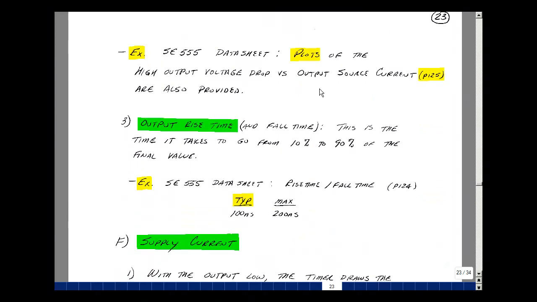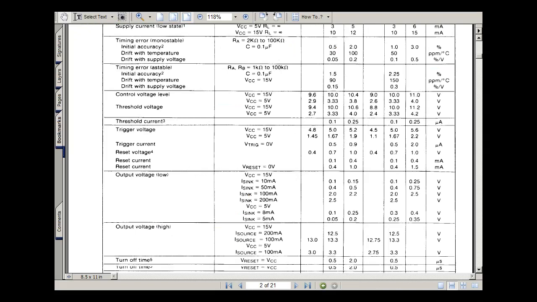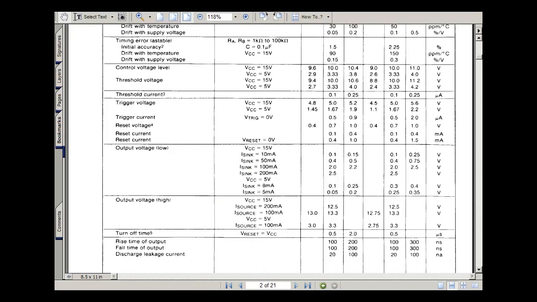Let's find those specs in the data sheet. So going back to page 124, here are the specs when the output voltage is low and high. So with a 15 volt power supply, depending on how much current we're sinking, giving the values that we had back in the lecture notes. And when the output goes high, same thing. Here we've got sourcing current, and the output voltage is a couple volts below the power supply.